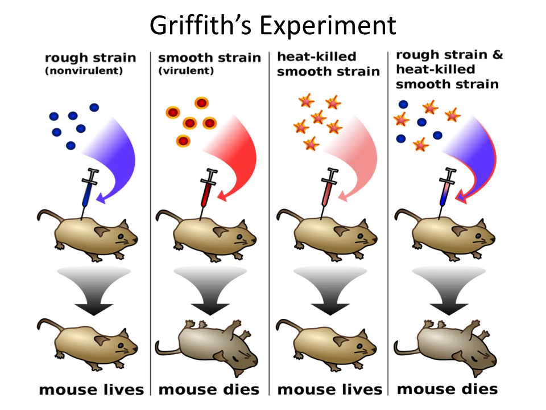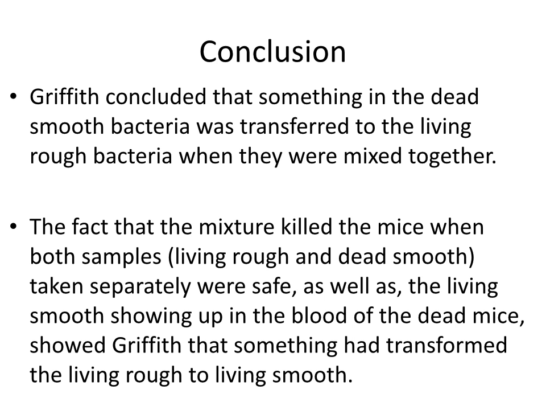So then he mixed the 2 safe ones, the living rough and the heat-killed smooth, both individually safe for the mouse. But when he mixed them together and injected the mouse with that, the mouse died. When he tested this mouse's blood, he found that there was living smooth strain bacteria in the mouse, even though he hadn't injected that mouse with any living smooth. So Griffith concluded that there was something in the dead smooth bacteria that was transferred to the living rough bacteria when they were mixed together.